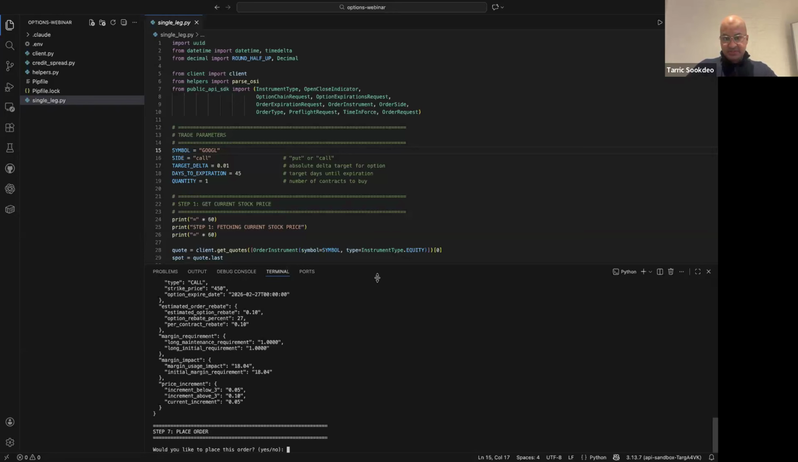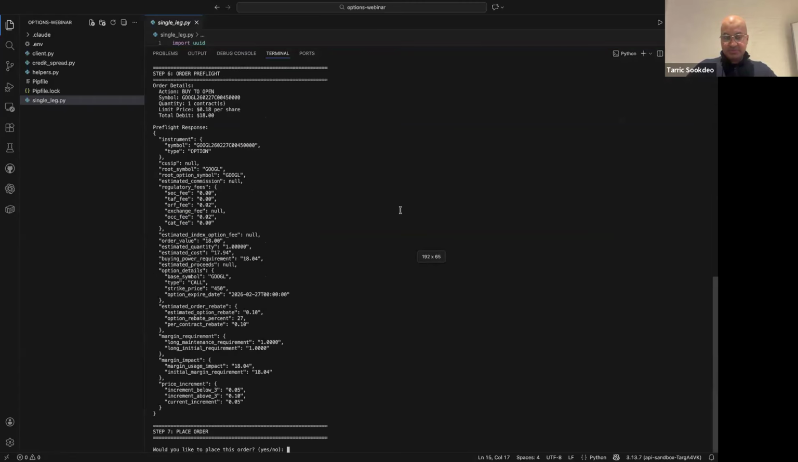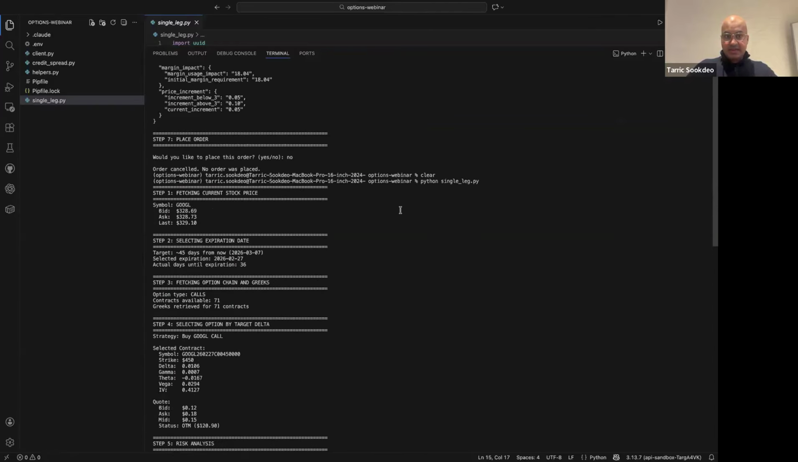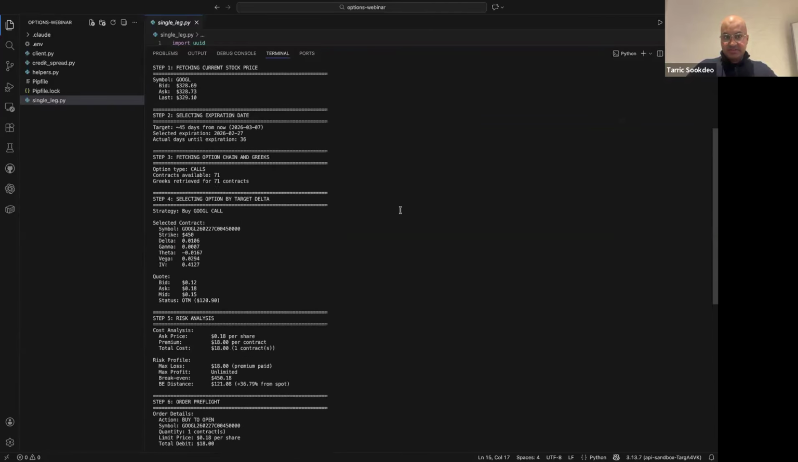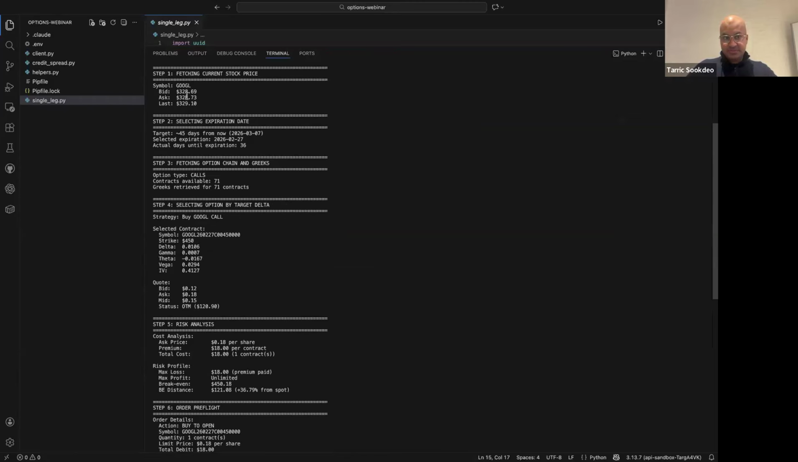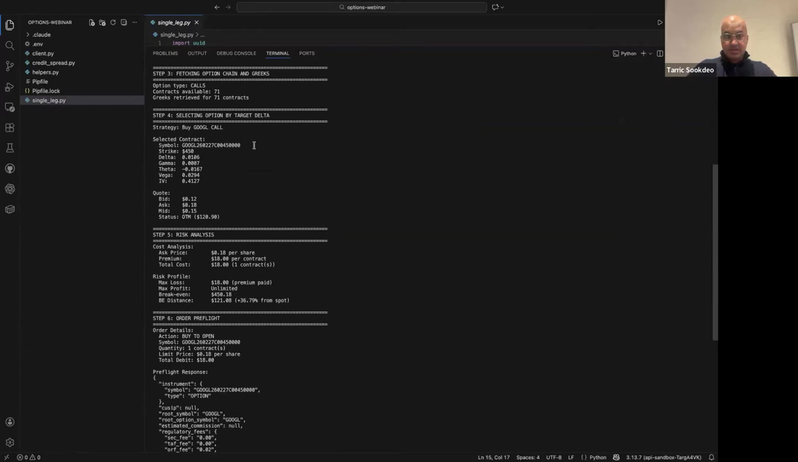And it's fetching all this information about the Google's option chain as well as the stock. And you can set it up to also do a bunch of analysis. So right now, these are the current prices for Google. We had the trade parameter set for 45 days out, but the closest option contract is 36 days away.